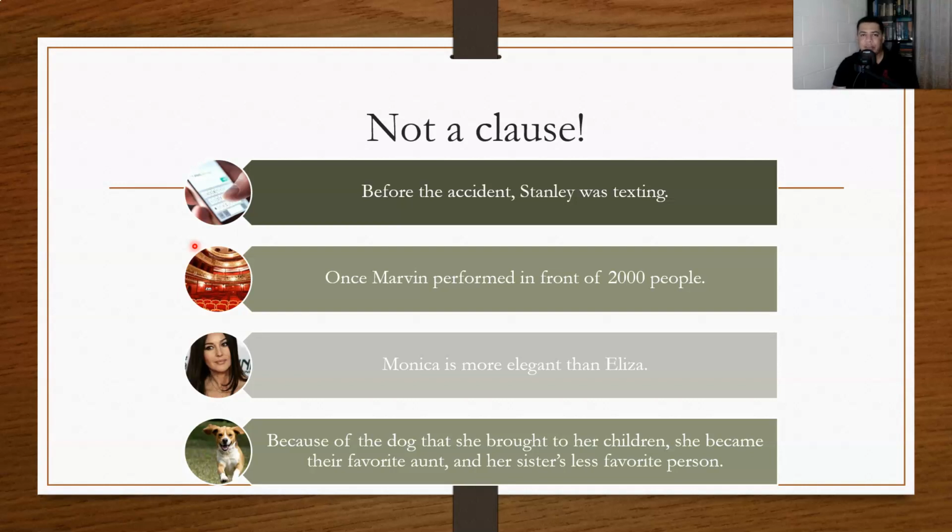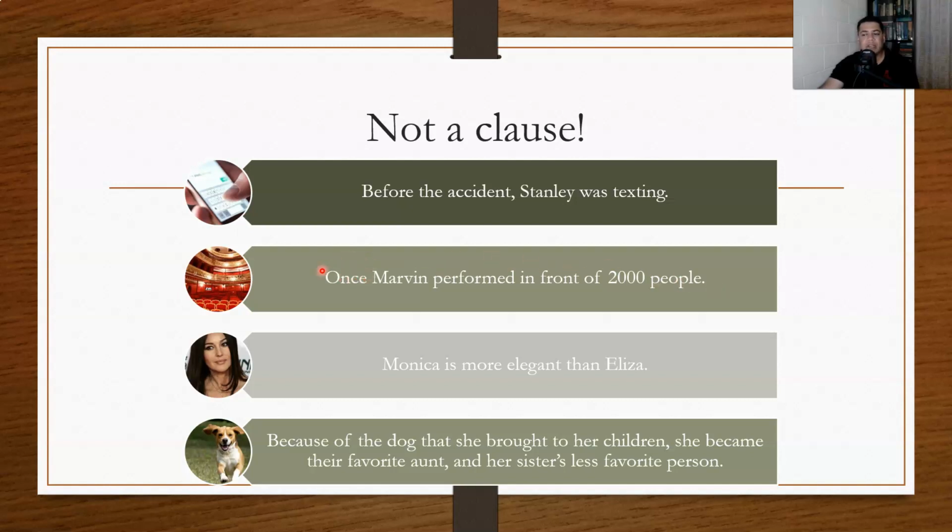Okay guys, this is going to be a very short video just to complete the explanation on these cases that look like they are other clauses, but they are not. See? I had stopped in this example that reads, once Marvin performed in front of 2,000 people.